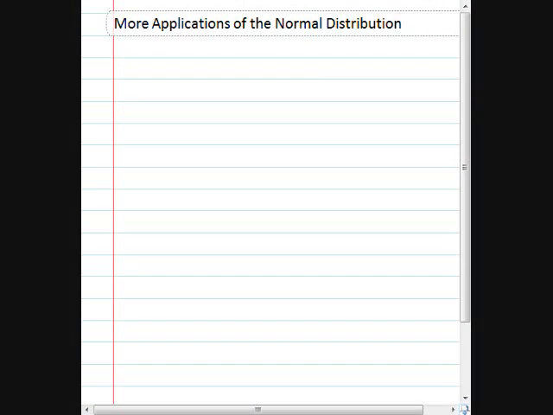In this video, we will be discussing more applications of the normal distribution. But before we do this, we'll introduce a new piece of notation known as a z-score. A z-score is a number z sub alpha which satisfies the following equation. The probability that 0 is less than a standard normal random variable is less than our z-score equals alpha.